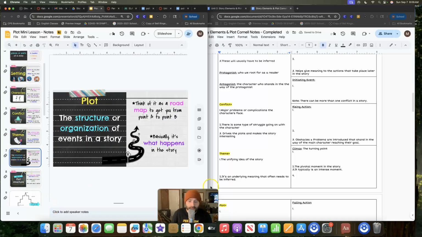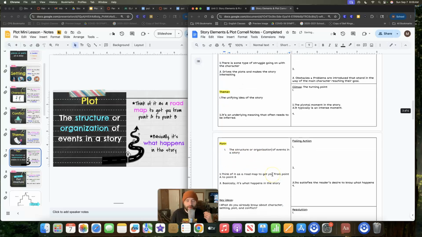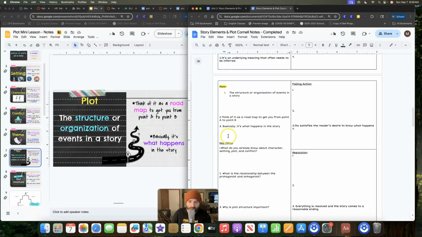Now, plot is the structure or organization of events in a story. Think of it like a roadmap. I spelled organization wrong. I'm sorry for that. It's basically what happens in a story. So now, if you're following with me, I have stopped right here. I'm not going any further right now. You will look at these key ideas later.